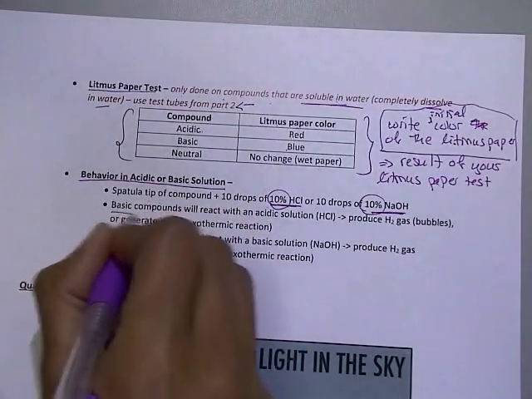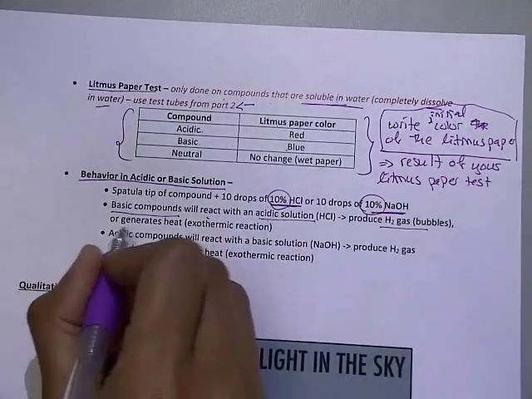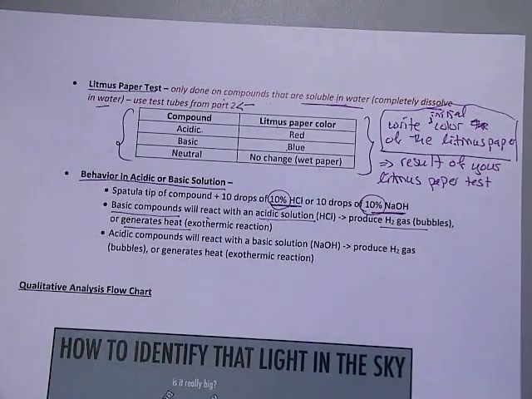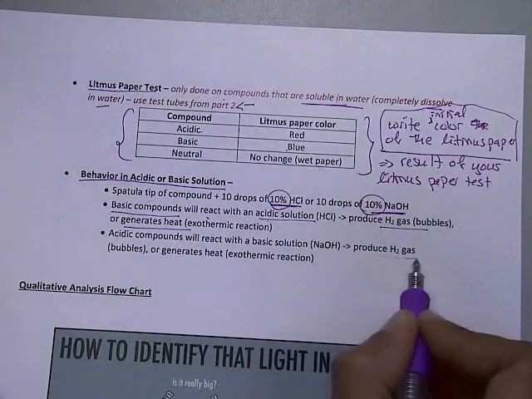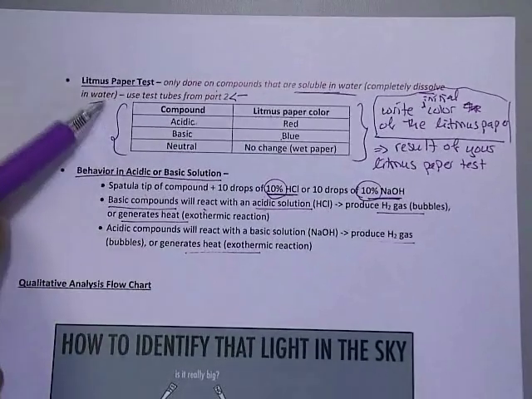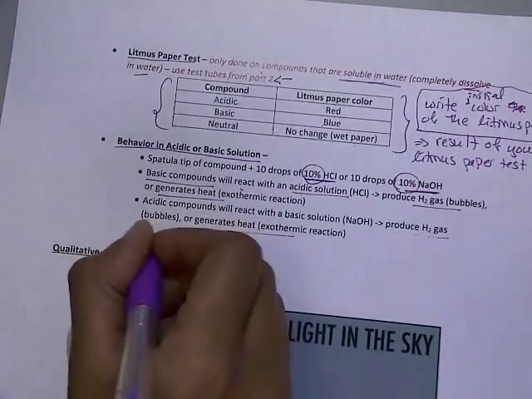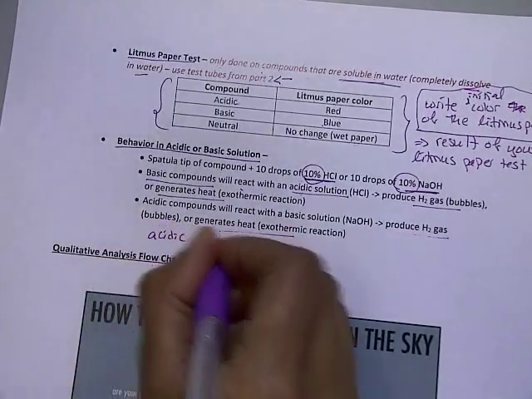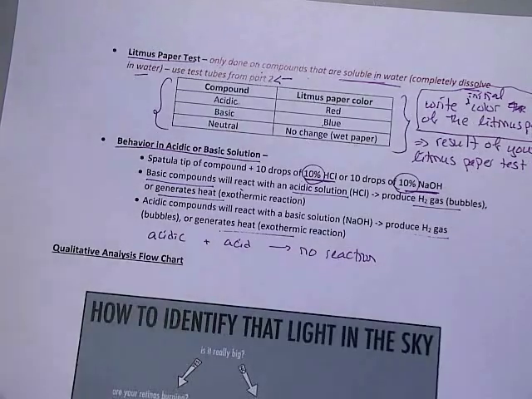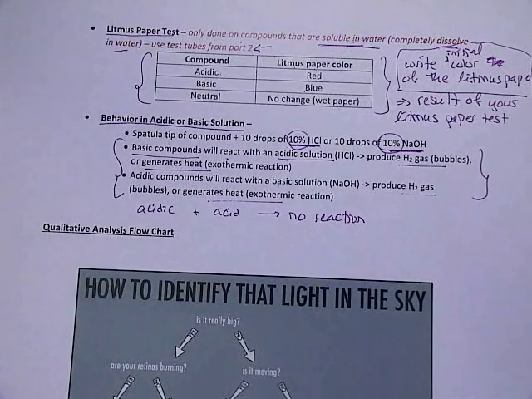Make sure you also write your concentrations in your notebook. One thing to note is that if you have a basic compound, it's going to react with an acidic solution to produce hydrogen gas, and it may also generate heat. If you have acidic compounds, you're going to see the same exact reaction. It's going to produce hydrogen gas and generate heat, and we call that an exothermic reaction. You know which compounds are acidic and basic based on this test. One thing to note, if you have an acidic compound and you add an acid to it, you're not going to see any reaction at all.